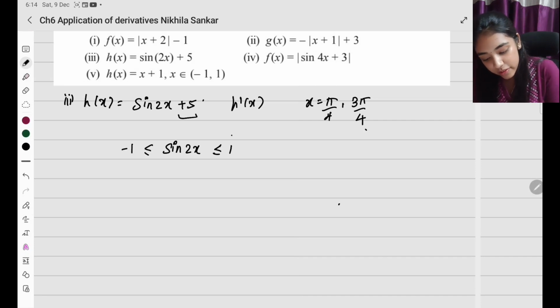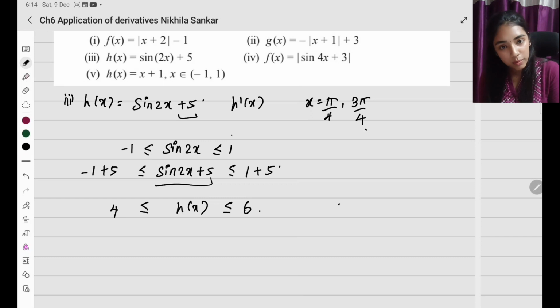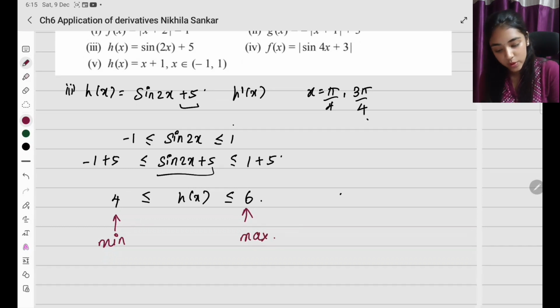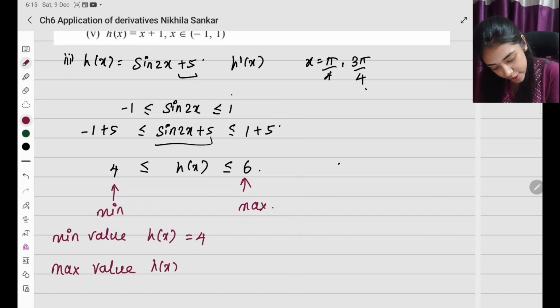I need a plus 5 from the question. So I have minus 1 plus 5 less than or equal to sin 2x plus 5 less than or equal to 1 plus 5. So this is my h of x. So it lies between 4 less than or equal to h of x less than or equal to 6. So I know what my minimum and maximum value is. So the minimum value is going to be 4 and the maximum value is going to be 6. Okay. So the minimum value is h of x equals 4 and the maximum value is h of x equals 6.